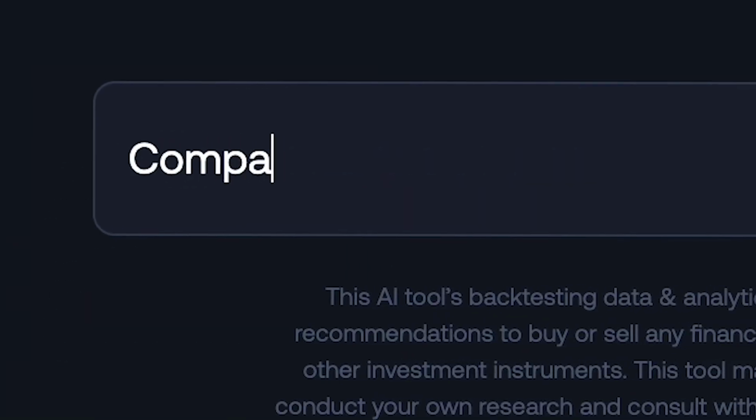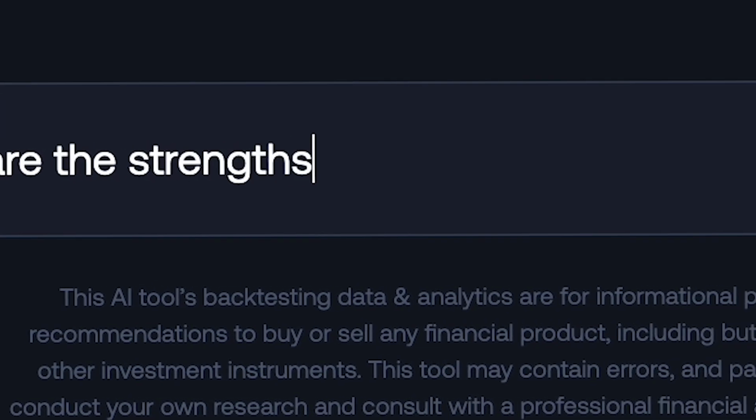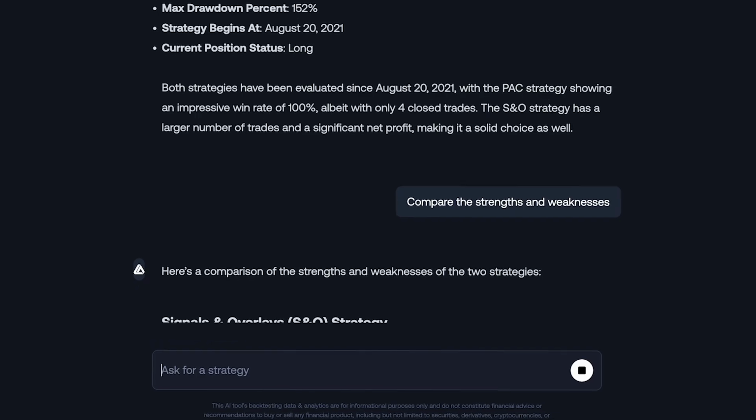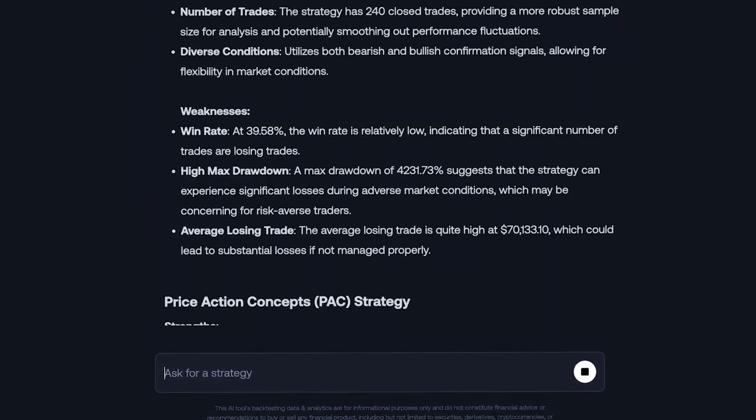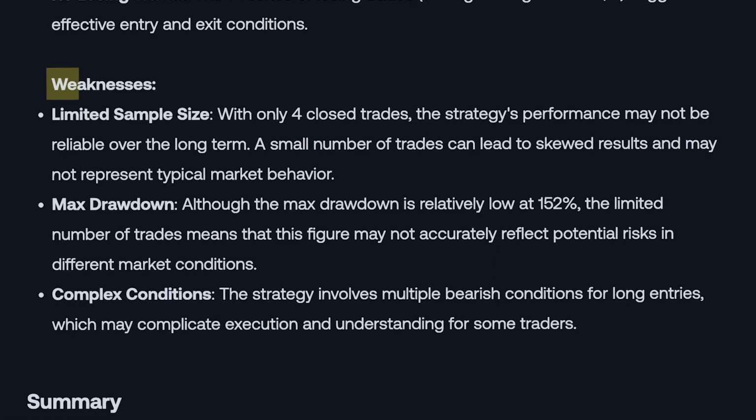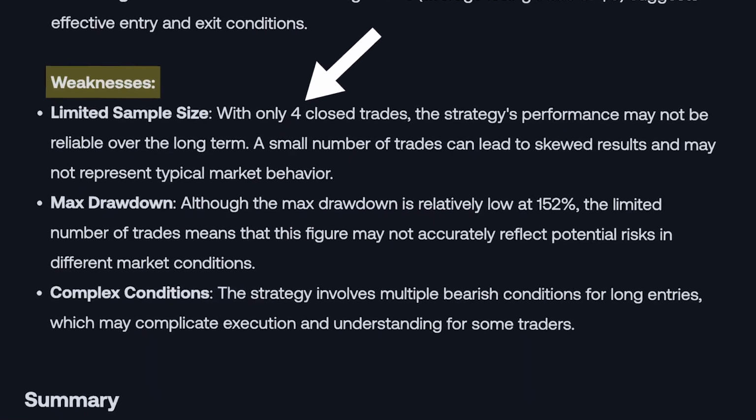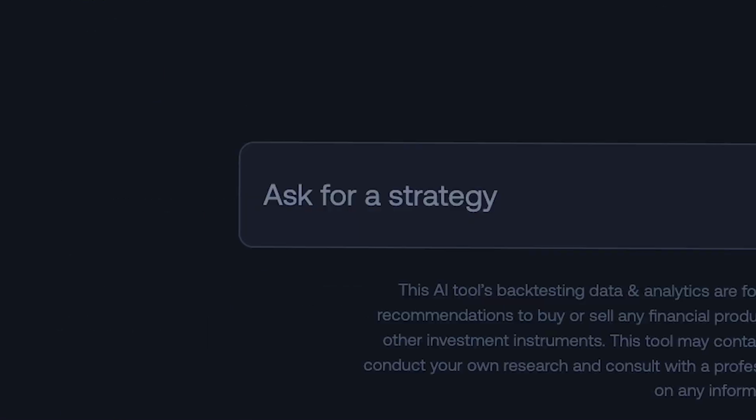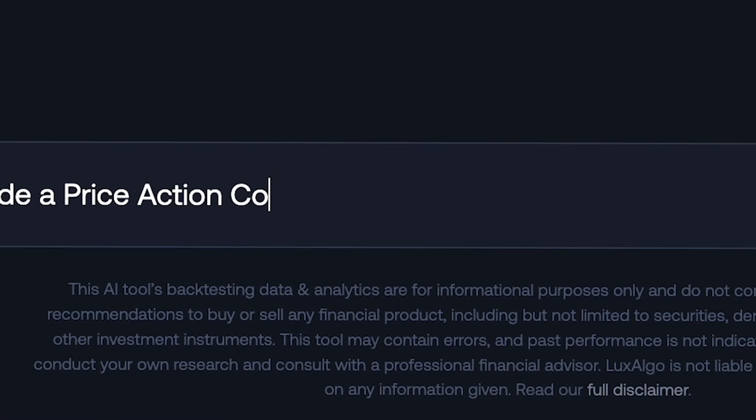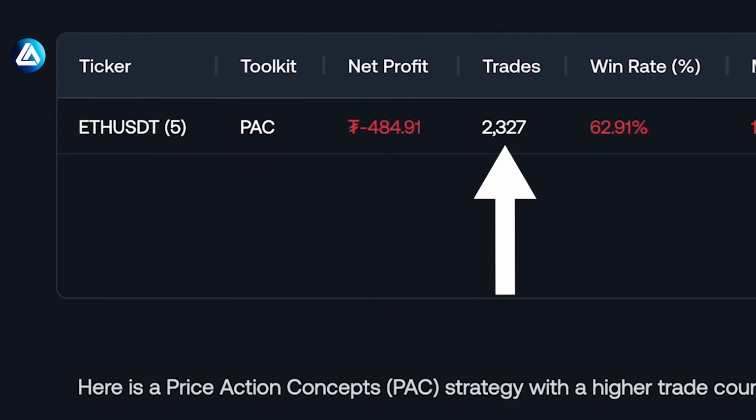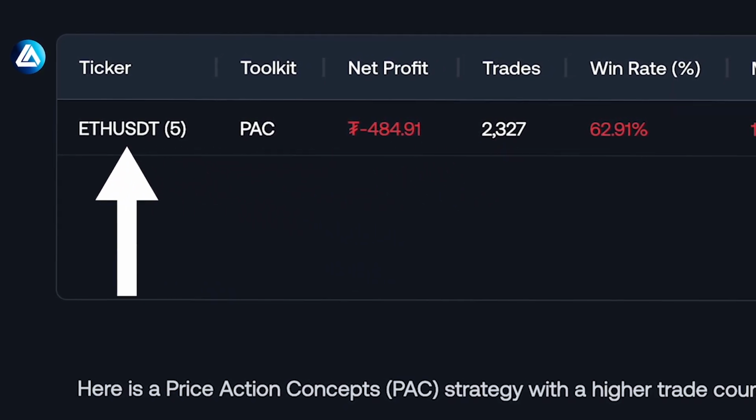And now that we have two strategies, we can dig deeper with the AI to compare the strengths and weaknesses. This can help identify issues we might overlook initially. For example, between these two strategies, when we look at the weaknesses, we see the price action concept strategy has a small number of trades, something you might not have noticed at first. So, let's ask the AI for a price action concept strategy with a higher trade count.